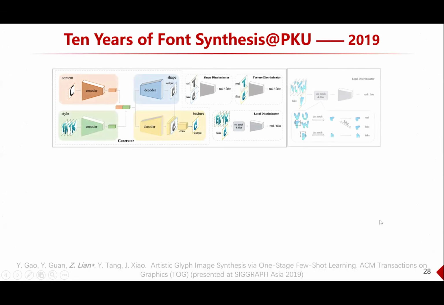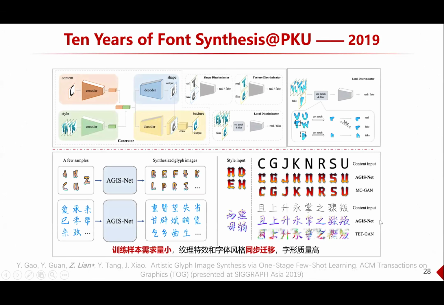And then in 2019, we published a paper. We proposed ArtFontNet, for the first time achieving automatic generation of arbitrary large-scale artistic style fonts based on one-stage few-shot learning. The core idea involves style-content decoupling and local data augmentation. Major advantages of this method include minimal training sample requirement, synchronous transfer of textual effects and font styles, and high quality of synthesized glyph images.